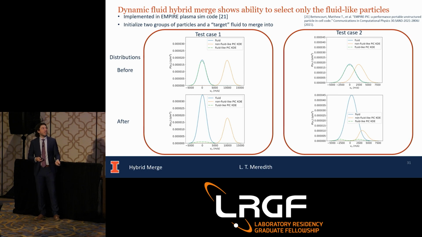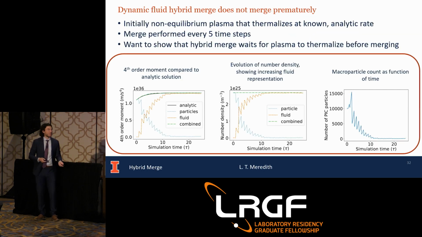All right, I think it's about time for me to be done, but just one last slide here. This is a thermalization problem with a known analytic thermalization rate, and we show that hybrid merge doesn't throw off the thermalization rate. By the end of the simulation, most of the representation is in the fluid, and we have fewer macroparticles than we start off with, almost close to zero.